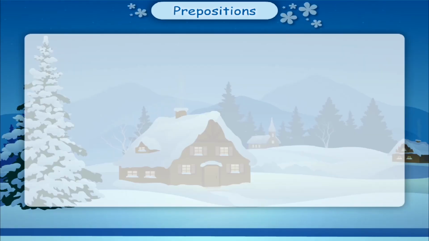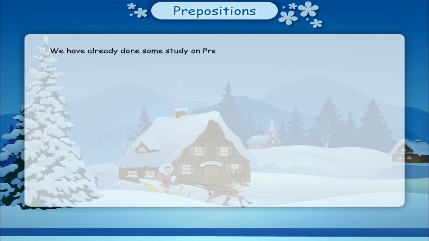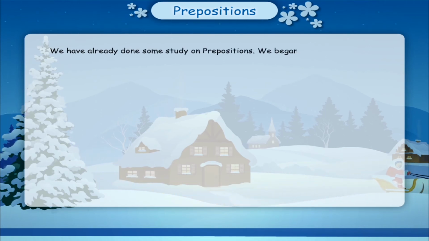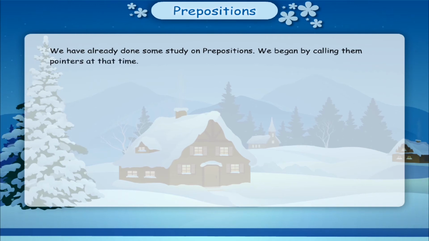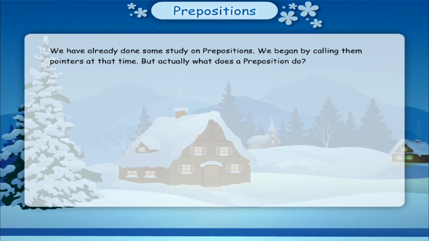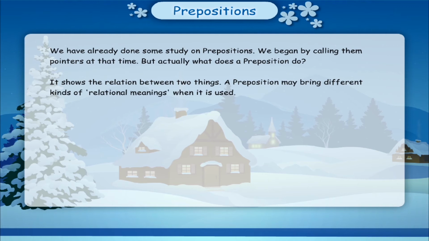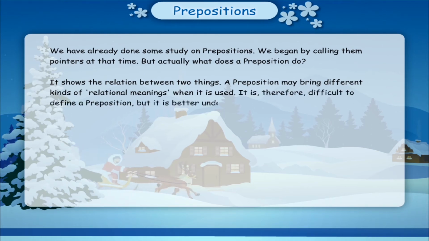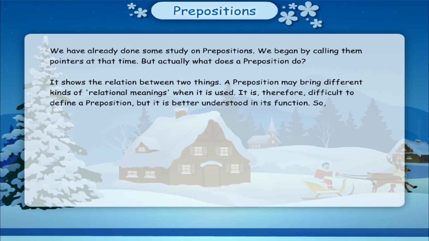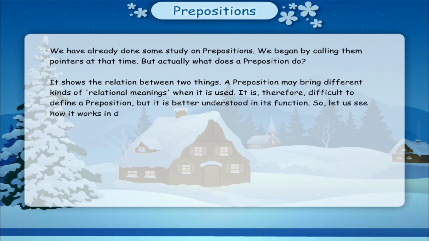Prepositions. We have already done some study on prepositions. We began by calling them pointers at that time. But actually, what does a preposition do? It shows the relation between 2 things. A preposition may bring different kinds of relational meanings when it is used. It is therefore difficult to define a preposition, but it is better understood in its function. So, let us see how it works in different situations, shall we?